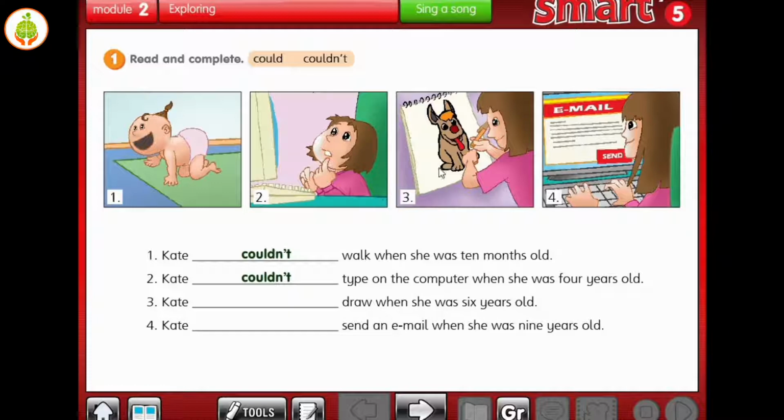Number 3, look at this picture. Kate drew when she was 6 years old. Look, could she draw? Yes, she could. So, Kate could draw when she was 6 years old. Number 4, Kate sent an email when she was 9 years old. She was 9 years old. Could she send an email? Look, yes, she can type and she can send an email. So yes, she could. Kate could send an email when she was 9 years old. Please write it down in your books.